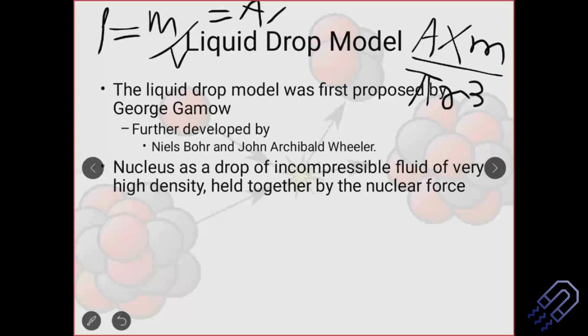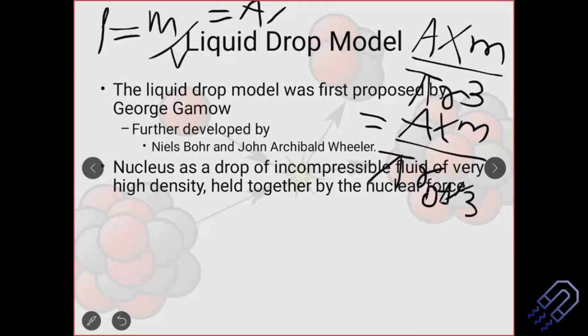And then what is a radius? We know that r is equal to r naught A to the power 1 by 3. I think in the first class itself, someone told me that density is independent of mass number. I think Ankita told that. So we already know that, but we are just going to see it. So r cubed can be written as r naught A to the power 1 by 3, whole cubed.